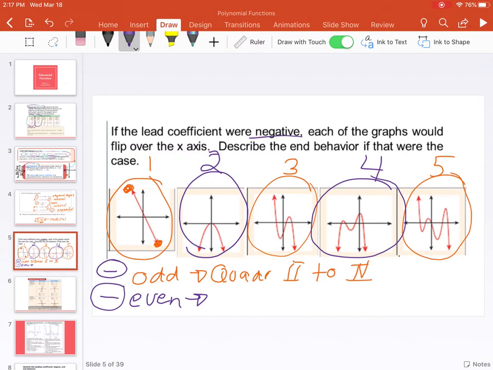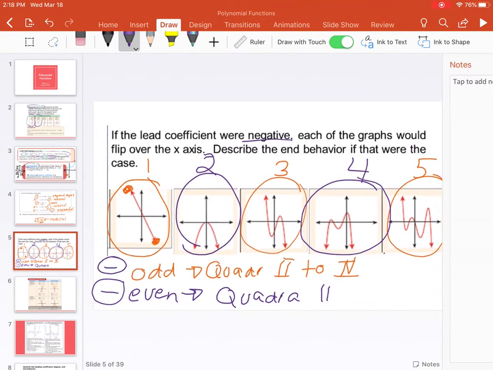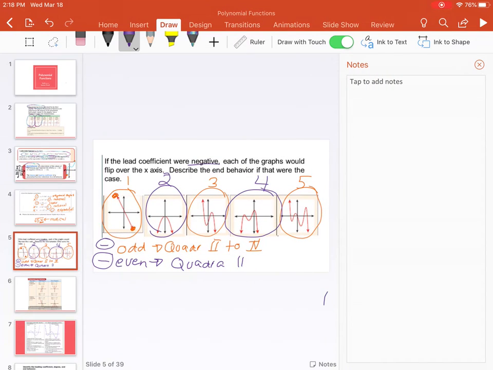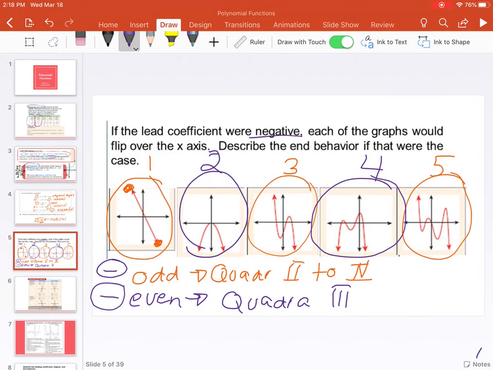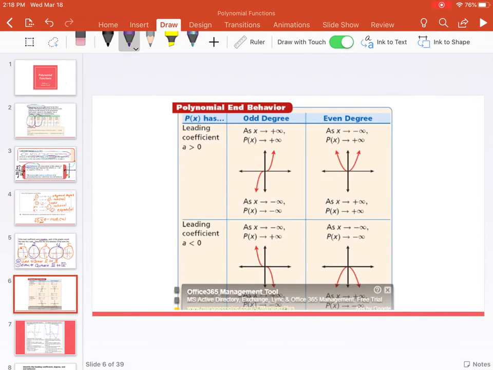Okay, they both have similar end behaviors too, from quadrant 3 to quadrant 4. There we go. Perfect. This pretty much just summarized that for us.